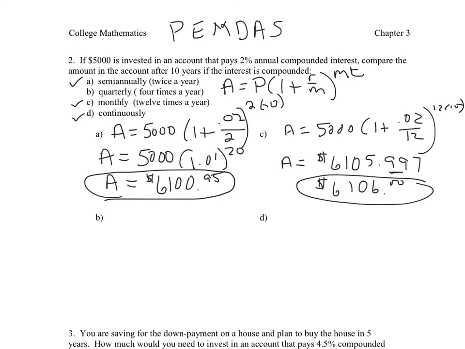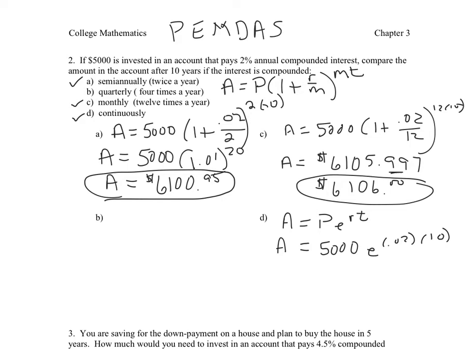Now let's just see how much difference it makes if we compound continuously. And this is where our formula changes. A lot of people refer to this as A equals PERT because we have the P times E raised to the RT power. So our P is still the $5,000 that we're starting with. E is a number, and R is my 0.02, T is my 10. Notice there's no M. It's compounded continuously, so I can't count up how many times in a year that is.